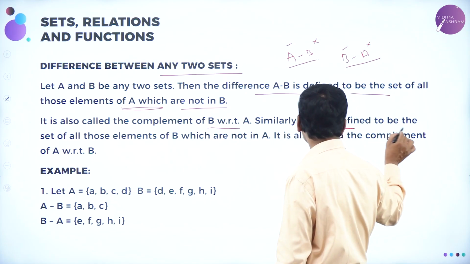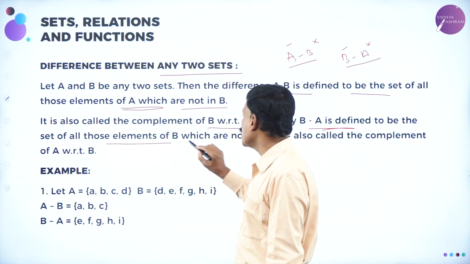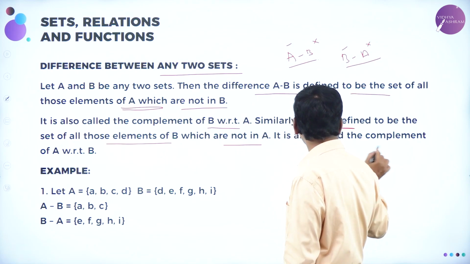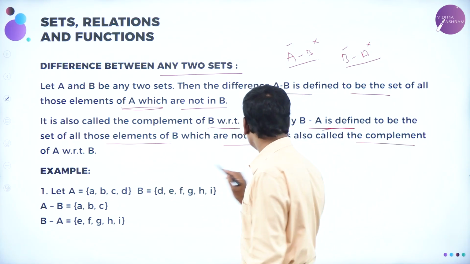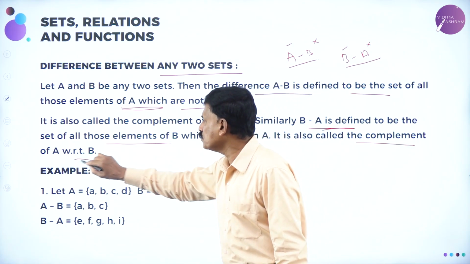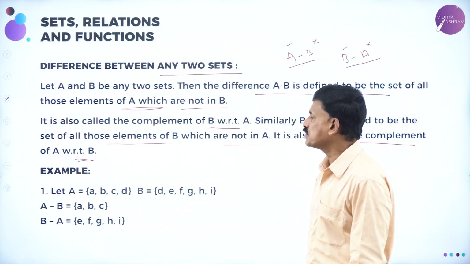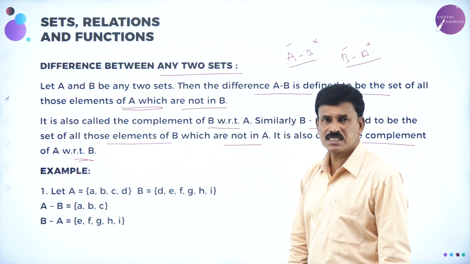Similarly, B minus A is defined to be the set of all those elements of B which are not in A, and it is also called the complement of A with respect to B. Right, complement of A with respect to B. Now let us take an example.